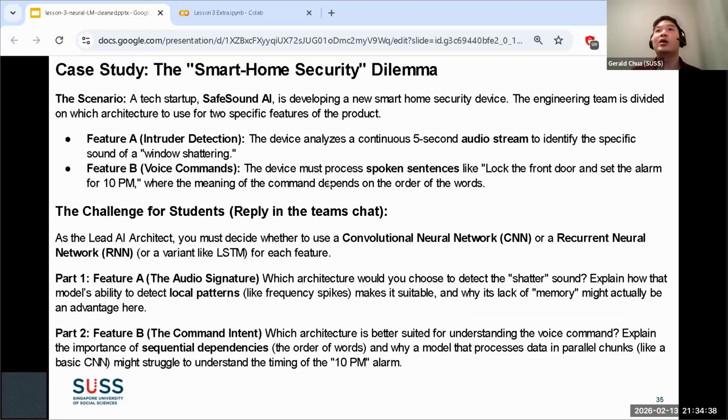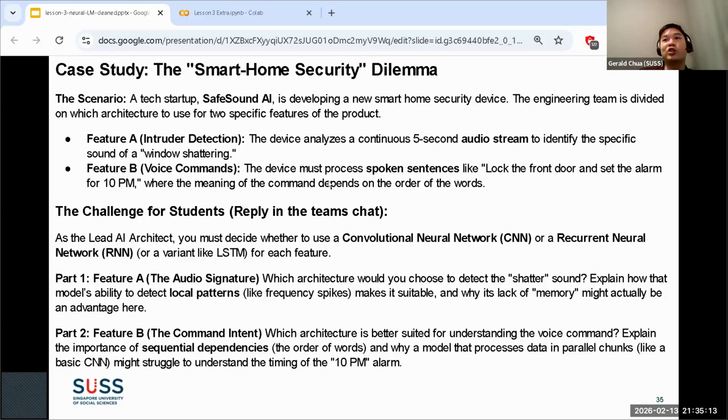So think of it as if you want to make a smart home security system. You are a tech startup, you're developing a new smart home security device. The engineering team divides it into two specific features. One is, of course, because you want it to be secure, you want to track if somebody is able to come in. So the device analyzes 5 seconds of audio, and once it hears a weird audio like a window shattering, it will react.